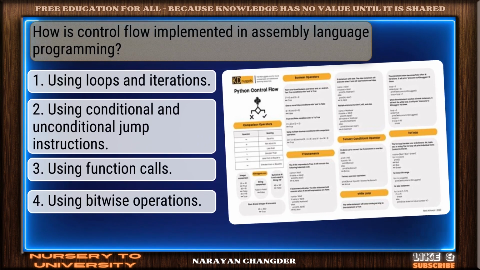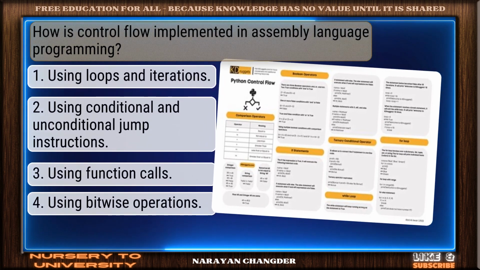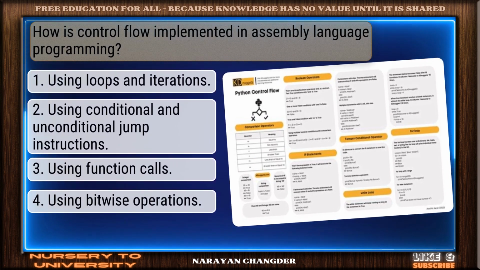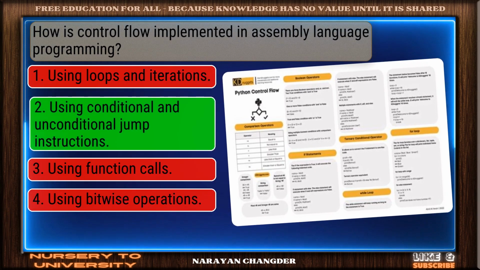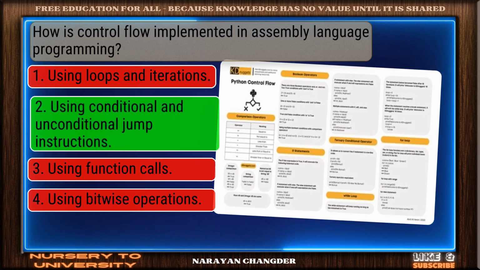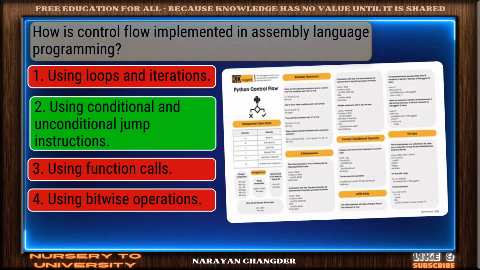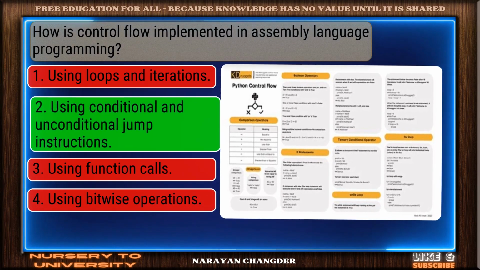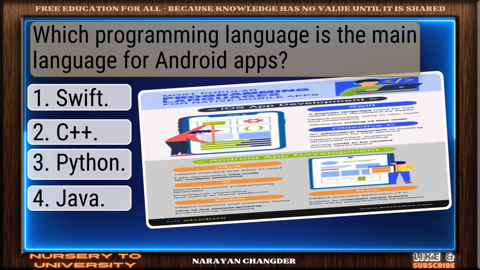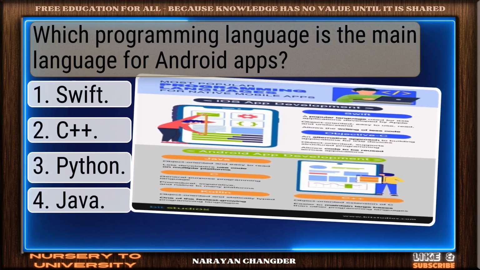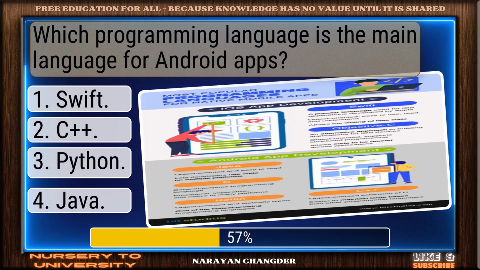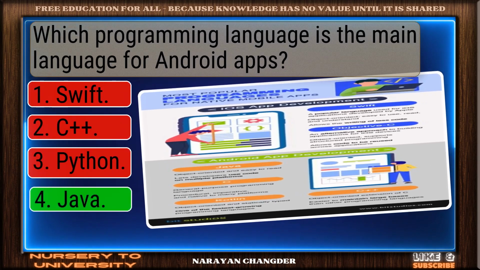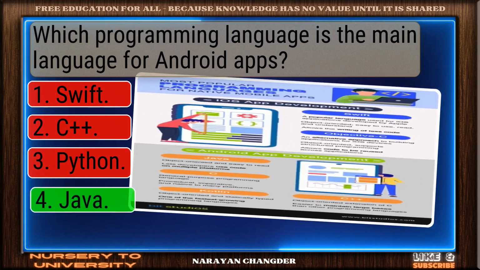Question number 17. How is control flow implemented in assembly language programming? Great job. Using conditional and unconditional jump instructions is the accurate answer. Question number 18. Which programming language is the main language for Android apps? Perfect. Java is the correct choice.